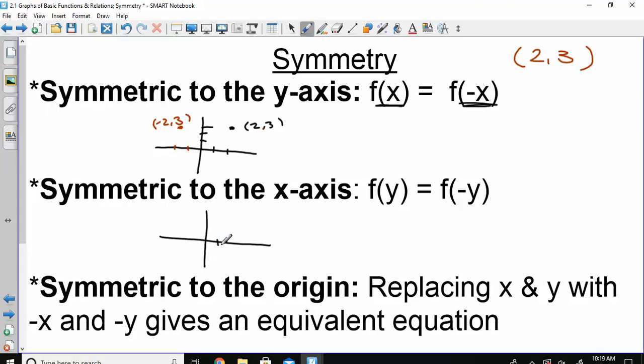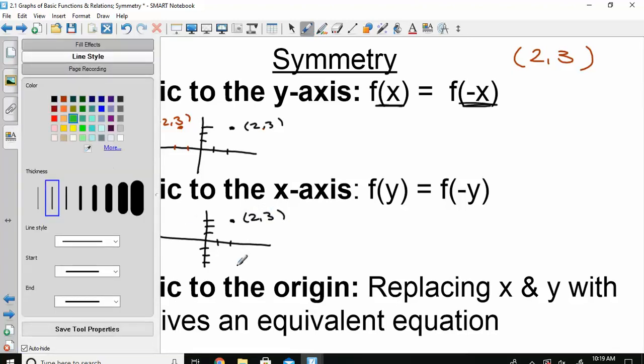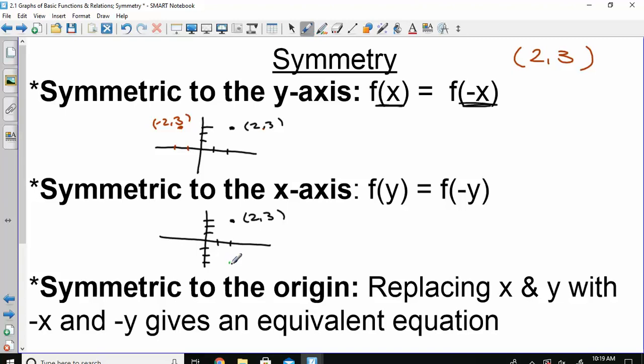If it is symmetric to the x-axis, so let's just use that 2, 3 again. If it's symmetric to the x, that means I can flip this graph over the x-axis and it overlaps itself. So what's my point that I would have to have? Positive 2, negative 3. Yeah. So if it's symmetric to the x, both a positive and negative y have the same x value.